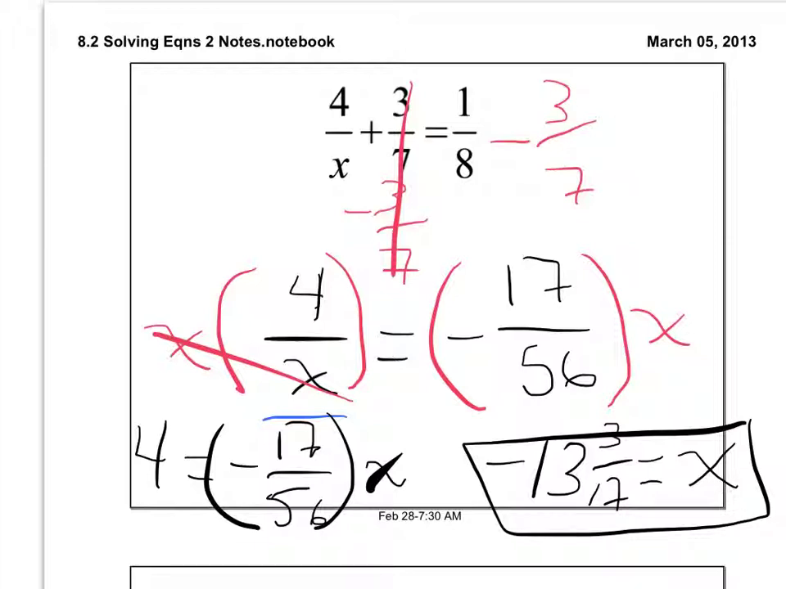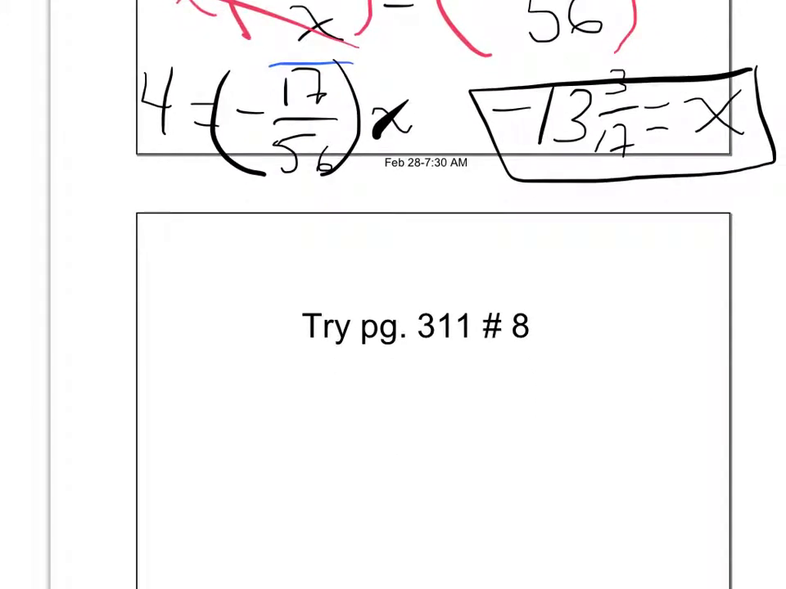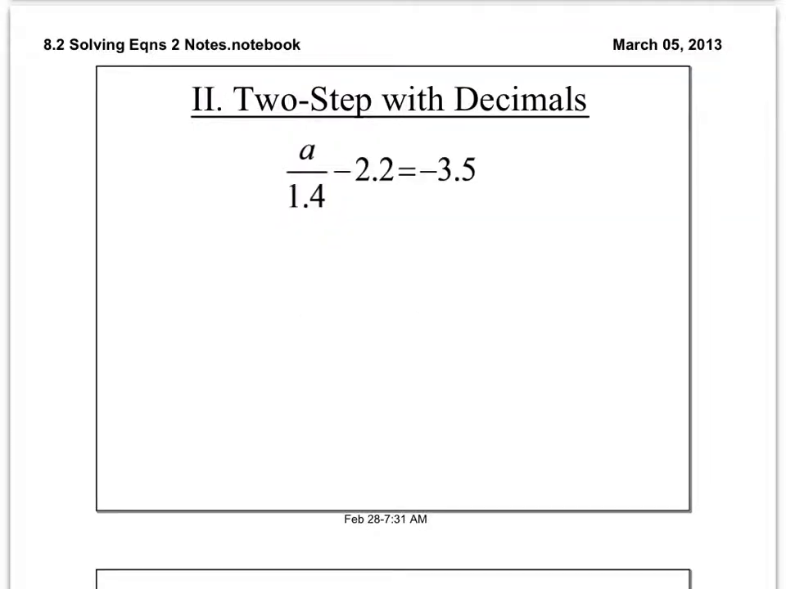Now if you'd like, you can pause here and work on page 311, number 8, using the examples we just used as a reference. If you're ready to move on, we'll look at 2 steps now with decimals. So the same steps follow that we just completed. Leave the variable here until the end.